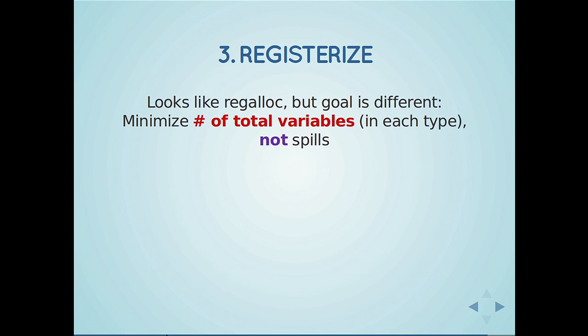We want to minimize the number of variables. We don't have a fixed set of registers that we need to fit everything into and then figure out when is best to spill. We have potentially an infinite set of these variables, but we just want to use the minimum that we possibly can. So this is not what register allocators typically do. It's a slightly different problem.